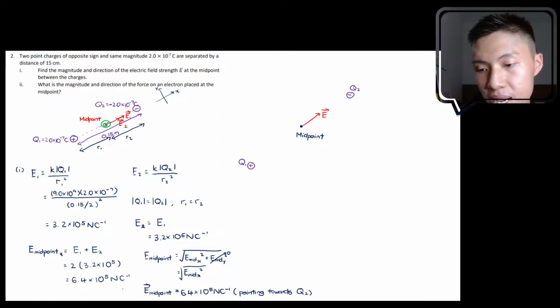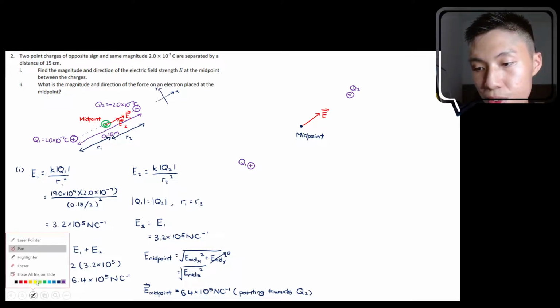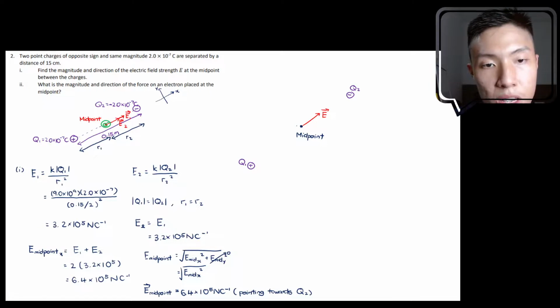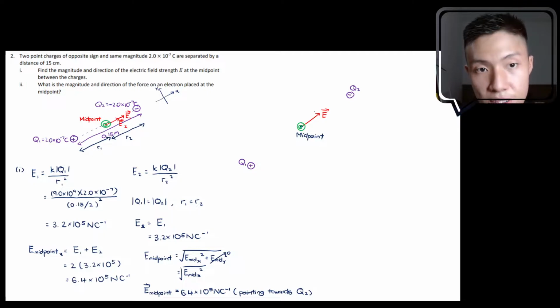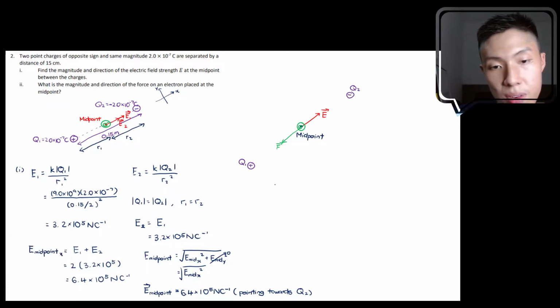Now what they're asking is, since you know the electric field at that position, what will happen if you place an electron at this position? Since it's an electron, a negative charge, you should directly know that the force is opposite the direction of the electric field at that position. So the force will be pointing directly towards Q1. That's the direction. But what is the magnitude? You have to determine it using the formula we mentioned just now.